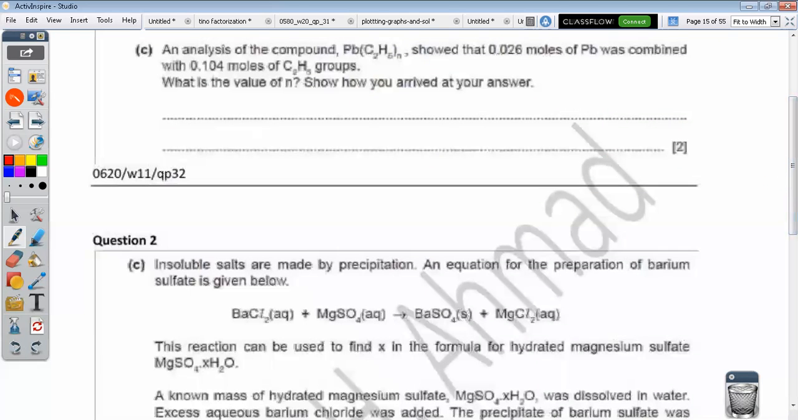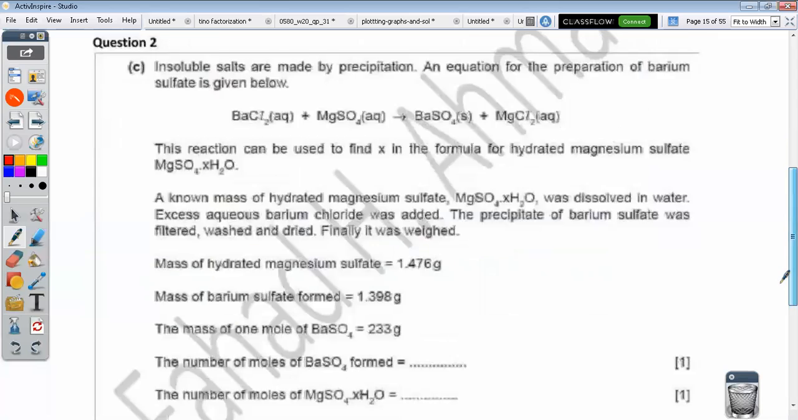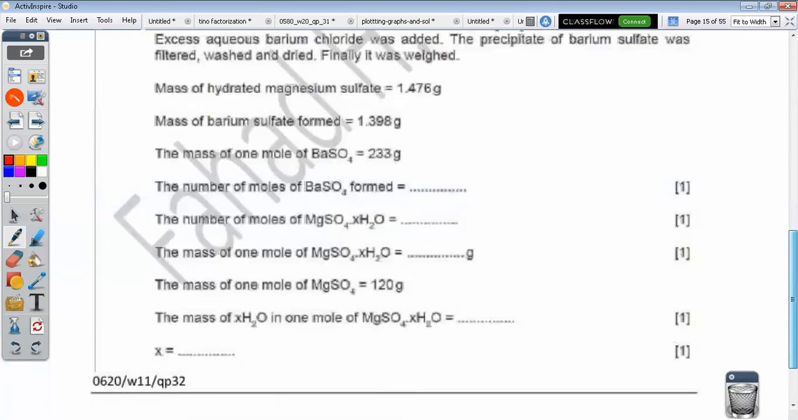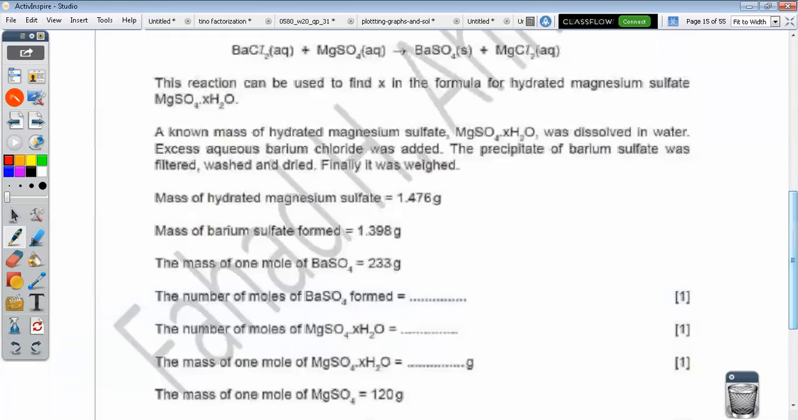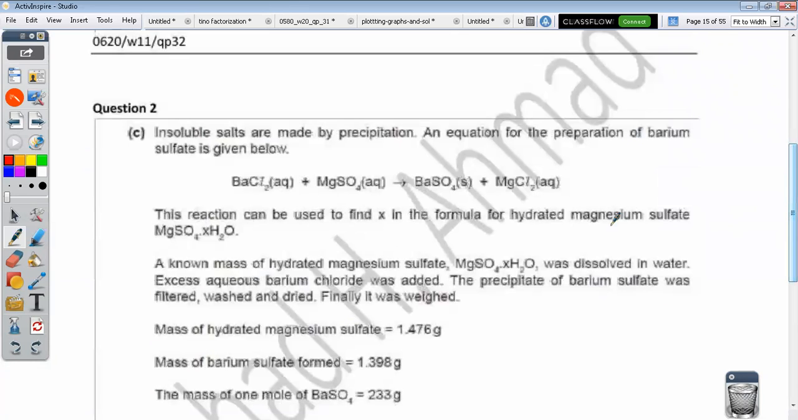Now we are moving to the structured questions. Then we want to do this question together nicely and slowly. Don't worry about everything else. Insoluble salts are made by precipitation, and an equation of precipitation of barium is given below. Then you've got that reaction. This reaction is used to find the value of X that we don't know for the hydrated magnesium sulfate.